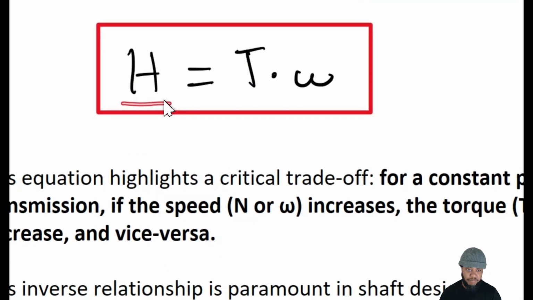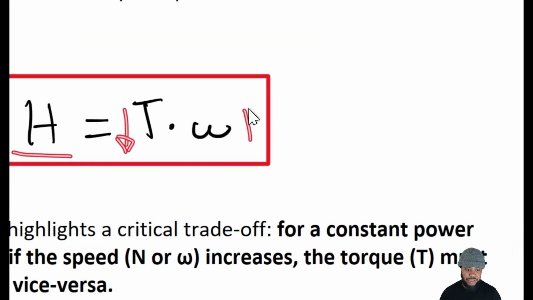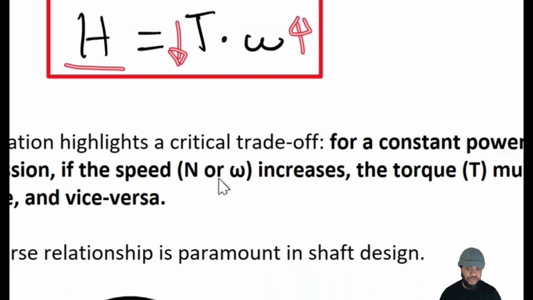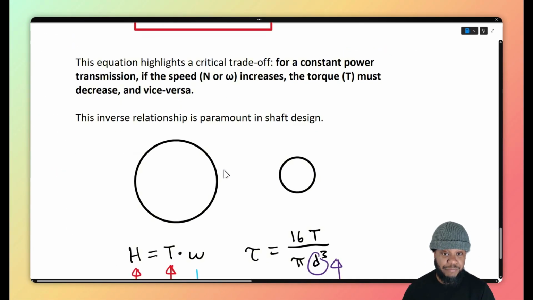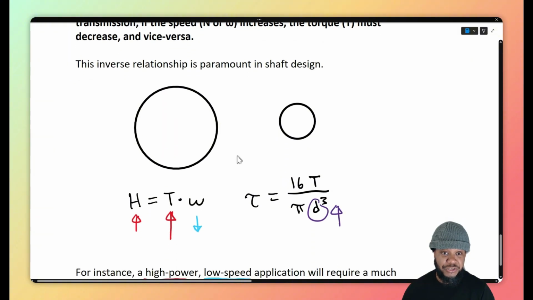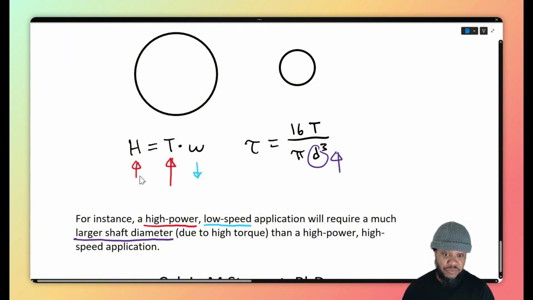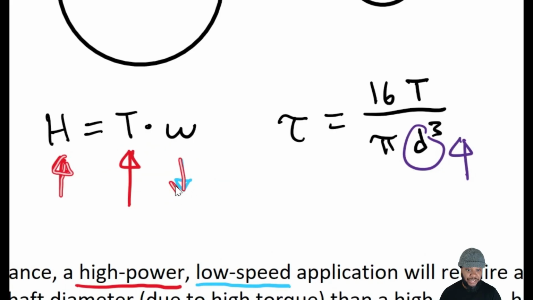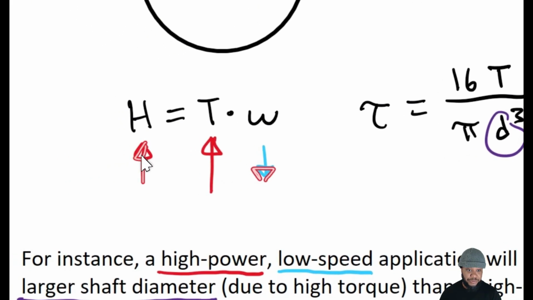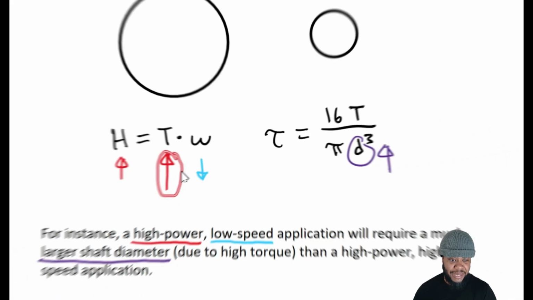So if we're power limited, our motor that's spinning up the shaft has a certain amount of horsepower, we have trade-offs between these two parameters. But also the inverse relationship is paramount in shaft design. If we were to design a shaft, we wanted to size the shaft, we also have to consider the material properties and the limits of those properties and the stresses that can be induced in a shaft. For instance, say we have a high power but low speed application. If we have a high power and a low speed application, the torque required in our design is very high.